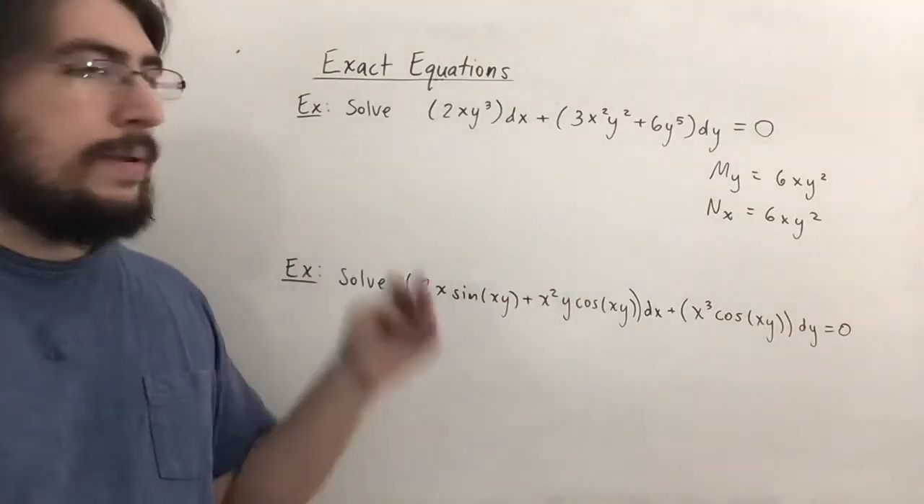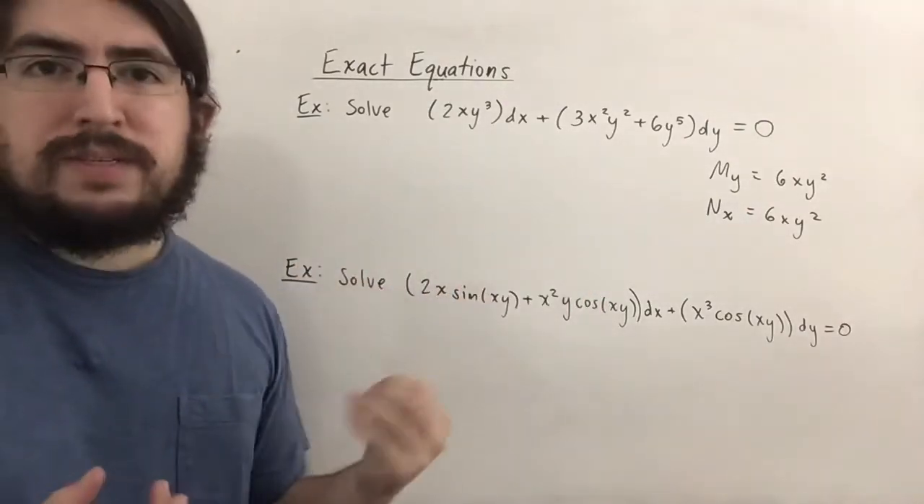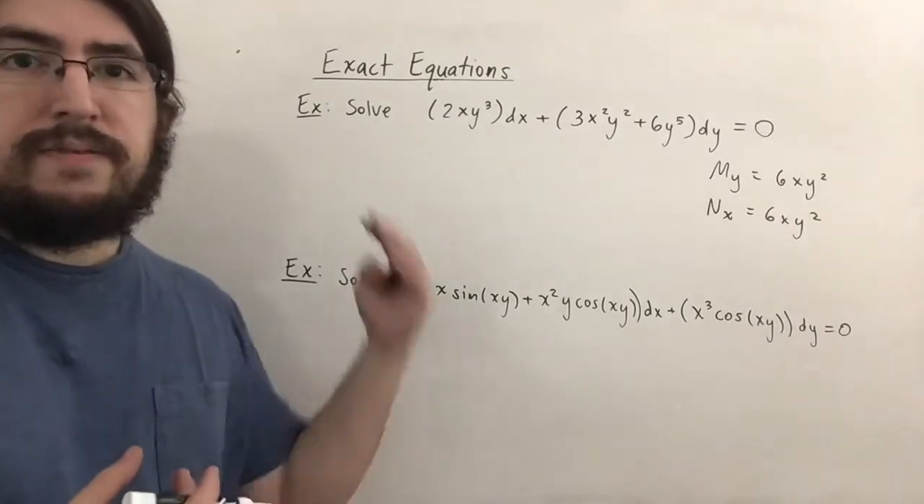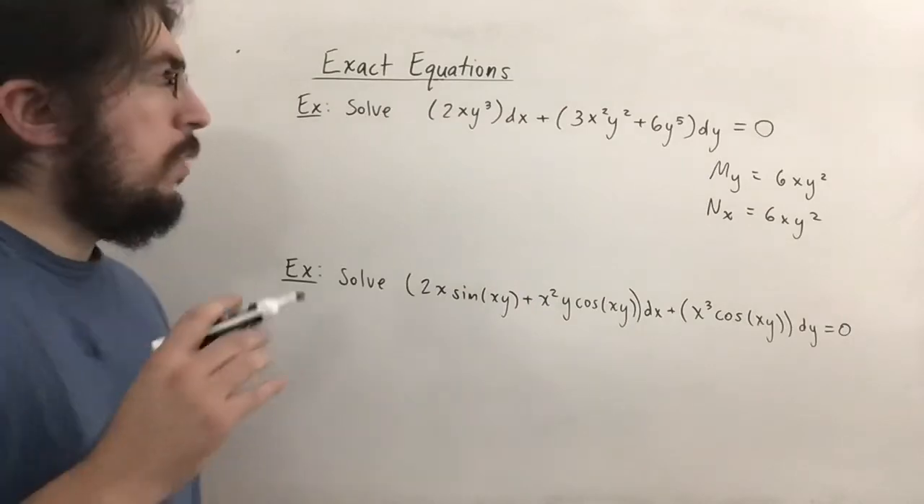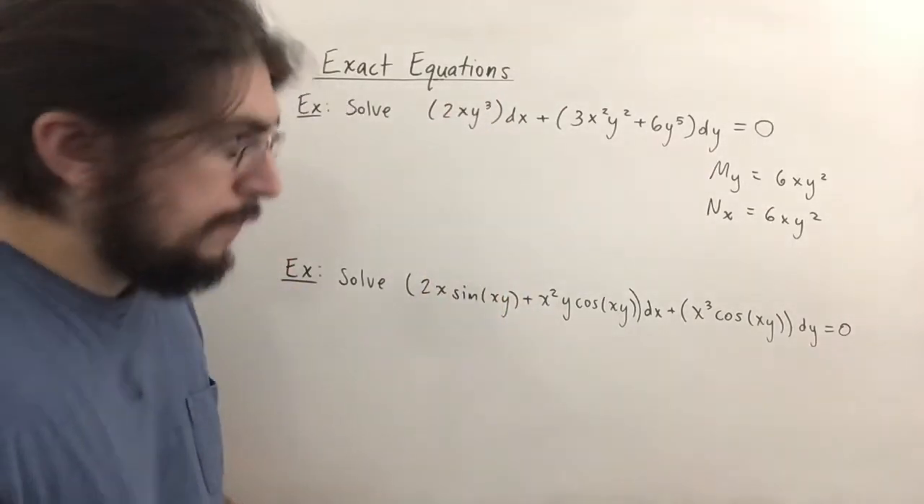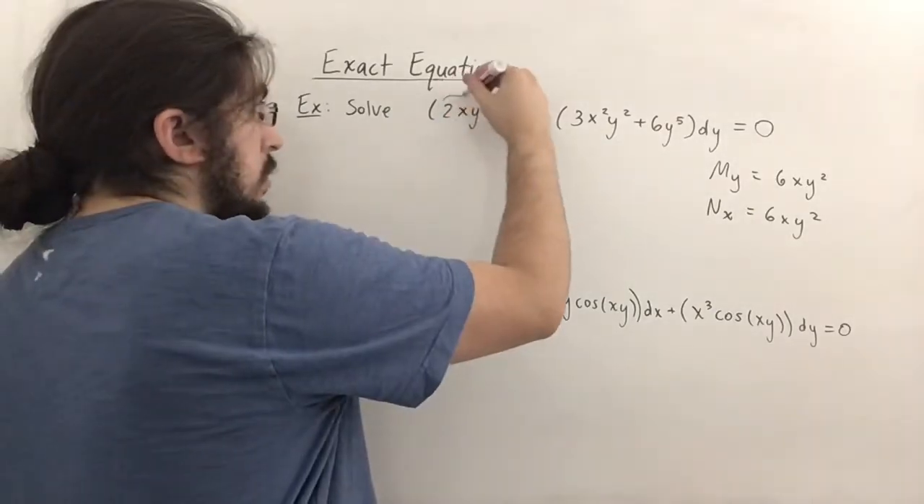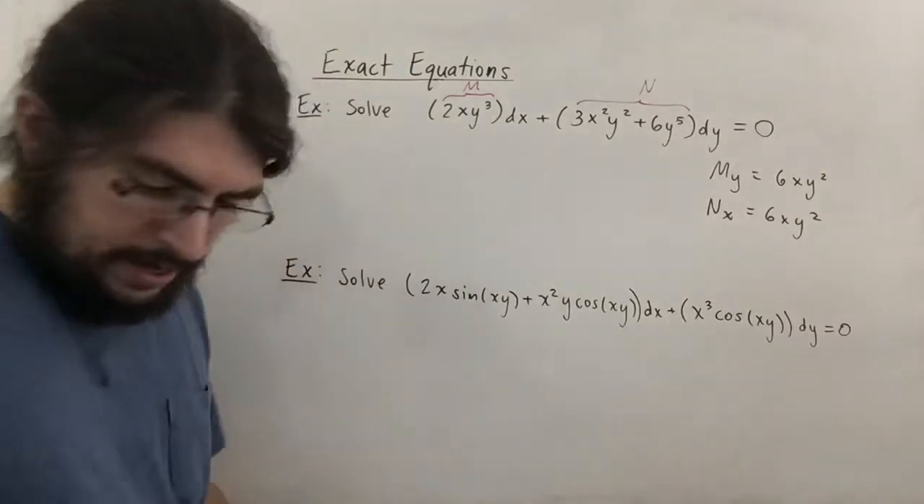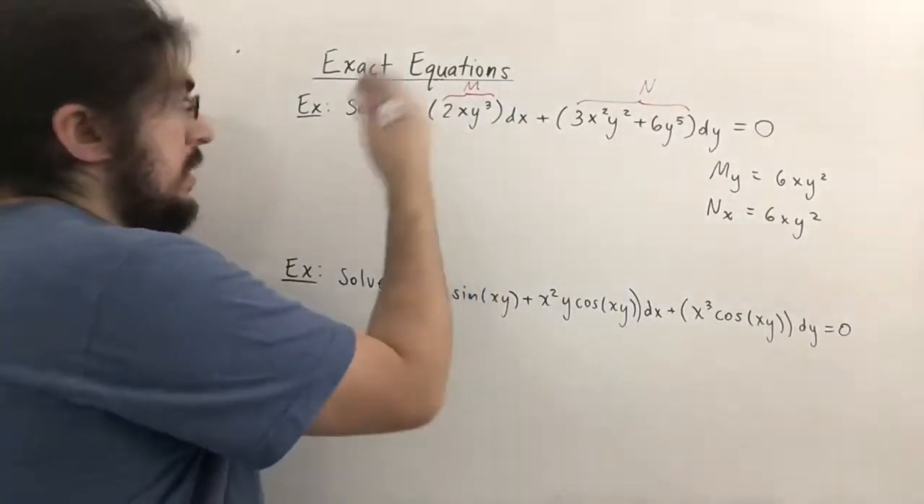Now, how do we actually find the solution f of x comma y whose partial derivatives end up being m and n? Well, here's what we do. Maybe now is a good time for me to do this labeling. So let's call this m, of course. Let's call this n, as we've seen just now. And now let's just go for it.